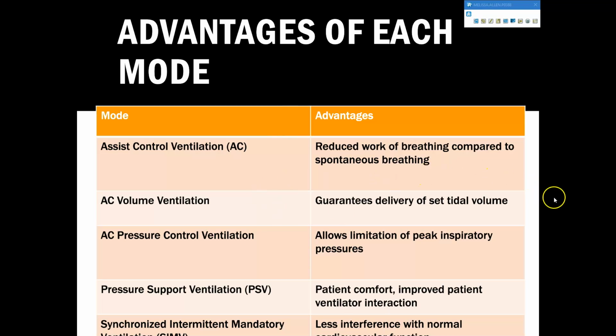So this is going to go fast. This is a busy slide, I apologize. This is just what the advantages are. So obviously assist control, we're taking over the breathing for them, right? Volume ventilation, we are guaranteeing that they are going to get that volume no matter what. Pressure control, I told you some of the advantages. We're limiting that peak inspiratory pressure, which could cause barotrauma, but more importantly with pressure control is the way we're delivering that breath. That's going to be important in order to give them maximal bang for your buck, if you will. Okay, pressure support, patient's comfort, they like it.